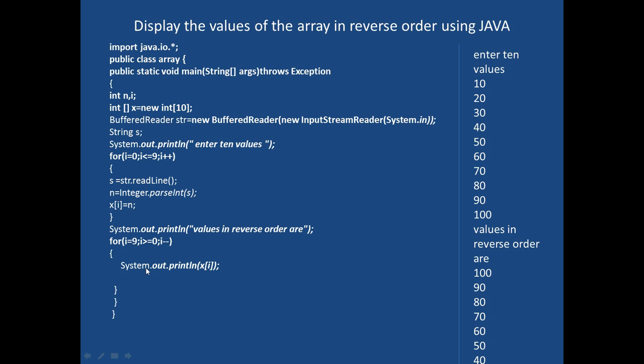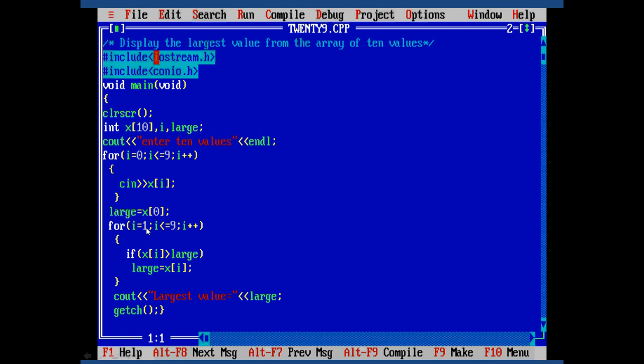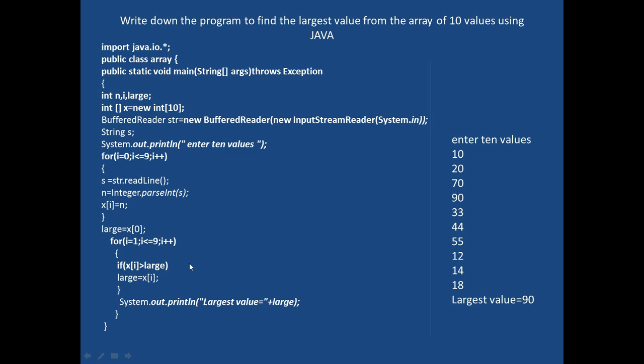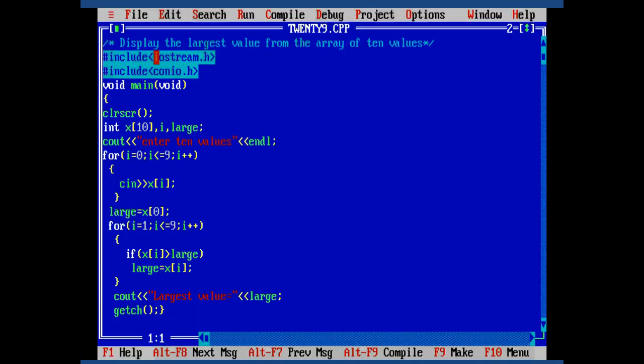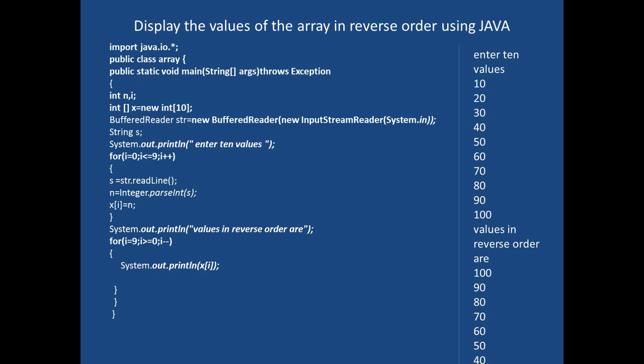We have displayed the values. So while entering values we are using the loop from 0 to 9, and while displaying values we are using the loop from 9 to 0 to reverse the order. Here are the values. For example, we have entered 10, 20, 30, 40, 50, 60, 70, 80, 90 and 100 using this loop, and when we display the values we will go from 9 to 0.